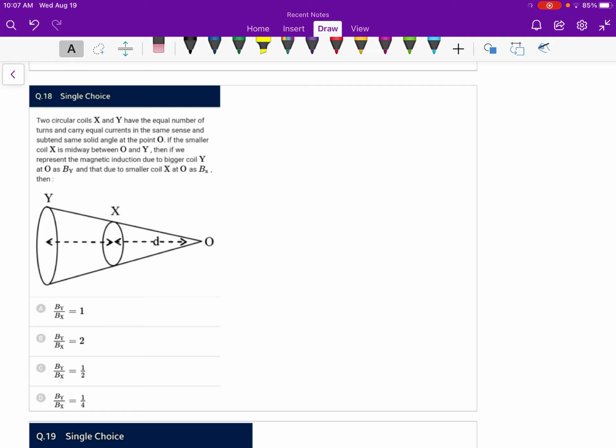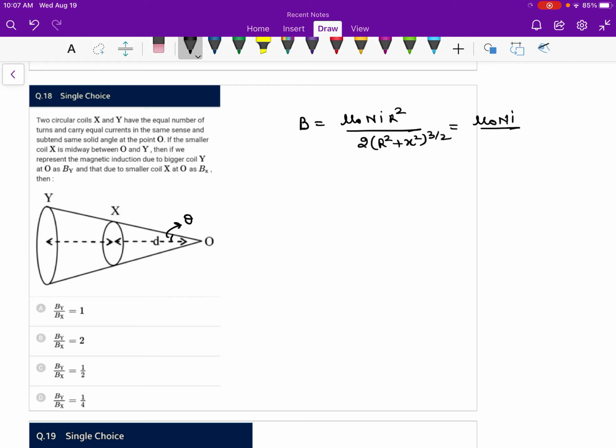Both coils have the same number of turns and they subtend equal angle at O. Solid angle is the same, so the half angle of the cone is the same. We know the magnetic field due to a circular coil on its axis is mu naught n I r square upon 2 times (r square plus x square) to the power 3 by 2, which is mu naught n I upon 2r into r cube upon (r square plus x square) to the power 3 by 2, which we can say is mu naught n I upon 2r into sine cube theta.